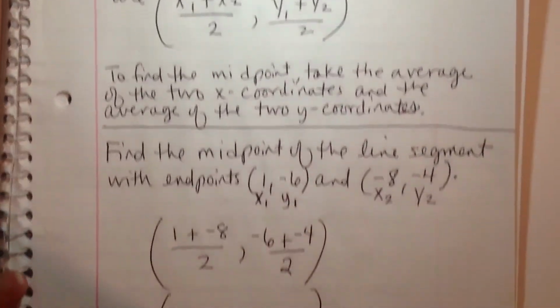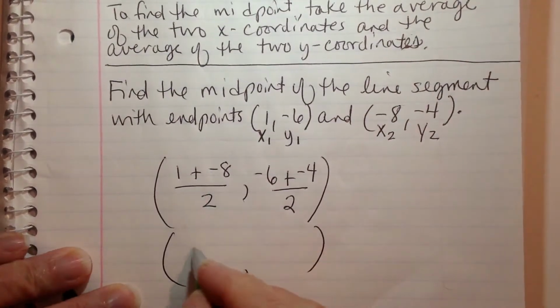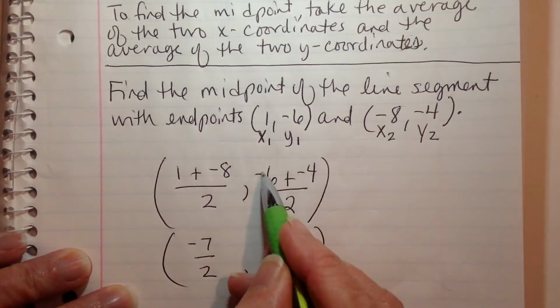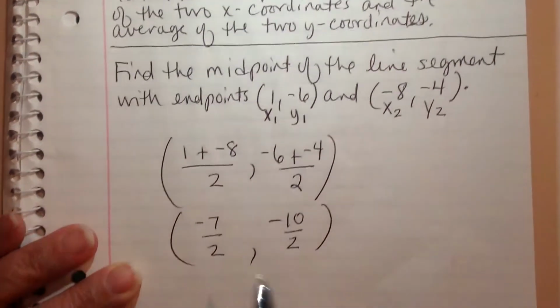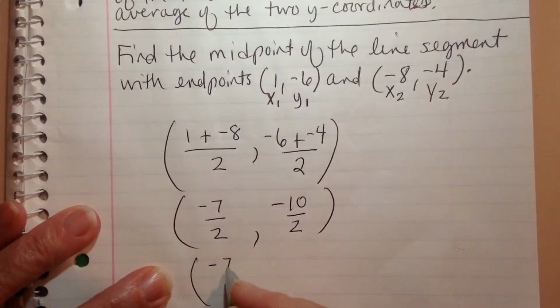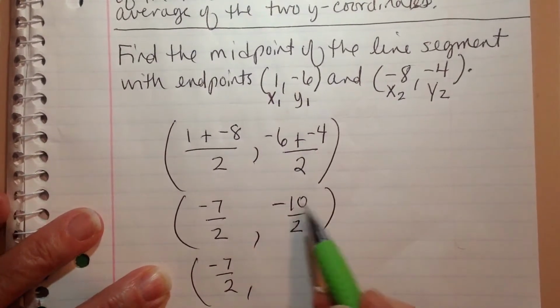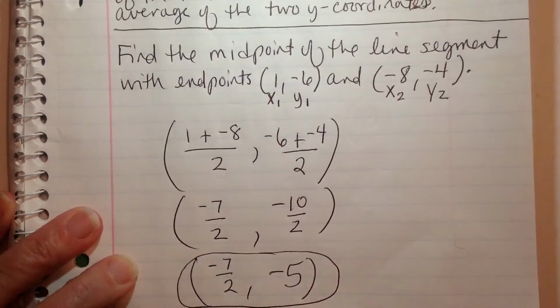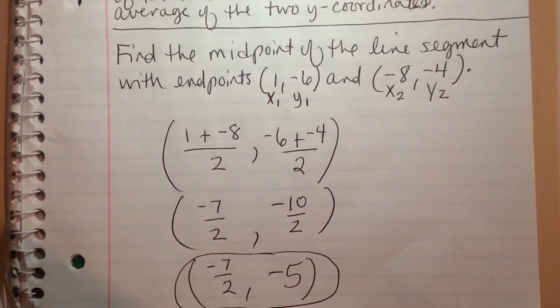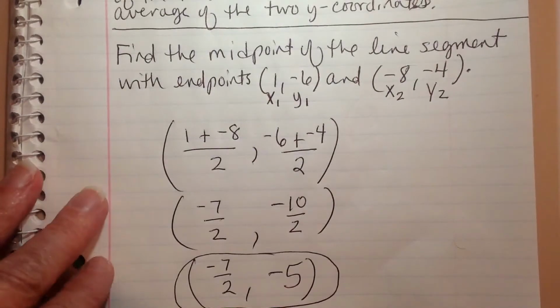So to do that, let's add what's in the numerator. 1 plus negative 8 is negative 7 divided by 2. Negative 6 plus negative 4 is negative 10 divided by 2. Now, negative 7 halves we will leave. That is in reduced fraction form. But I can reduce negative 10 divided by 2 gives me negative 5. So my final answer for this problem, to find the midpoint of the line segment of those particular endpoints, your answer is negative 7 halves, comma, negative 5. Both of them are negative.